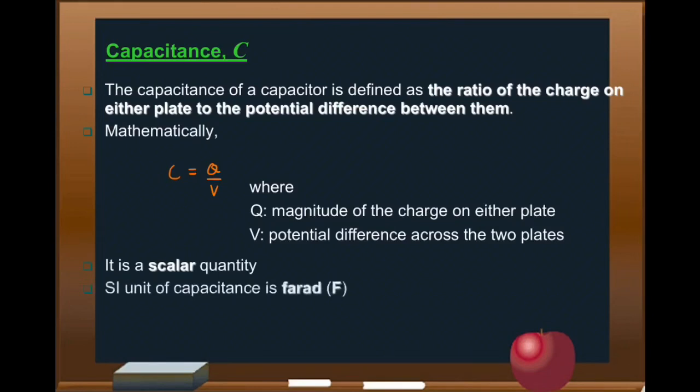So this equation C equals Q over V can be rearranged to be written in the form of Q equals CV. And if we say that C is constant, then we can get an expression between Q and V in which Q will be directly proportional to V.